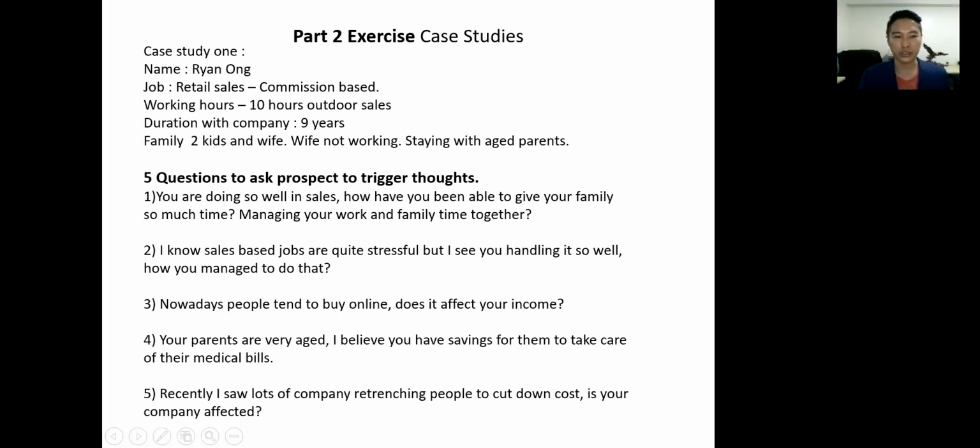So what are the 5 questions that you can ask the prospect and trigger their thoughts? I always say that if you start praising the person, you will be able to find out more things that the person is unhappy about. That's something you can always go on from. Of course, you don't have to repeat everything word by word.